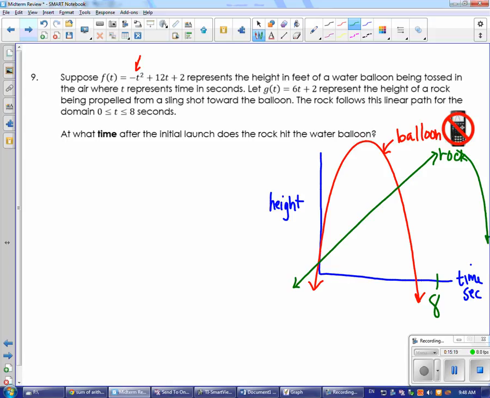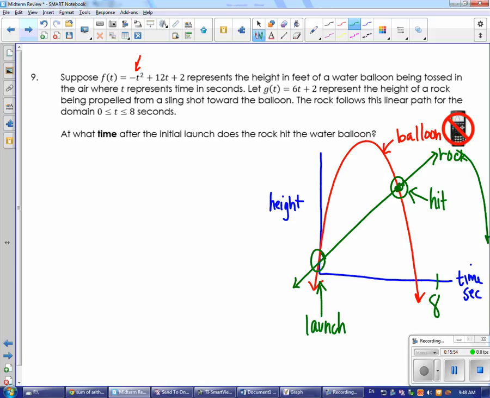So what I can see from the graph is that there are two places where these graphs intersect. They intersect here at probably around t equals 0, which would be where they're both being launched. So this would be the initial launch. And then this point here is where they hit, or where I hope they would hit, and the rock would actually pop the balloon. And so the question is asking, at what time after the initial launch does the rock hit the water balloon? And so I am trying to find this point of intersection.